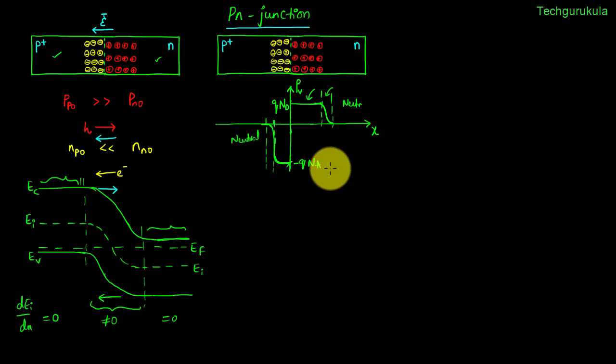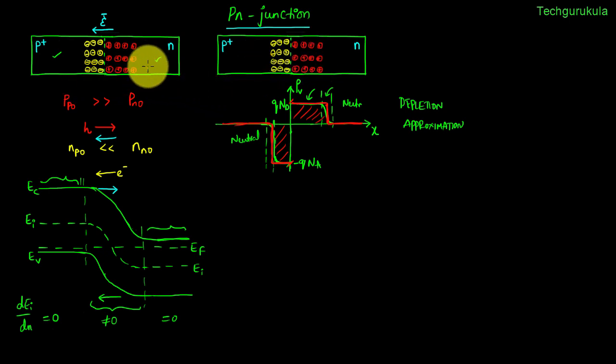But we are going to make an assumption called the depletion approximation, where we assume that there are only two regions, either depleted or neutral. There is no partially depleted region, and we will follow this depletion approximation throughout this course. The total positive charge here should be equal to the total negative charge here, because before forming the PN junction, both the P material and N material were charge neutral. So when we combine them, the overall PN junction should be charge neutral.